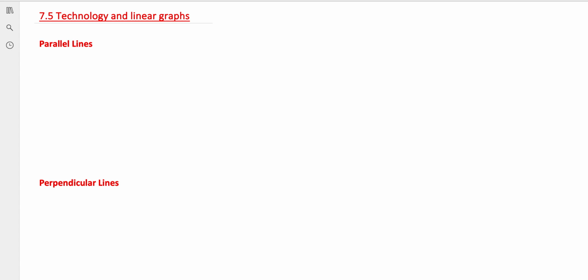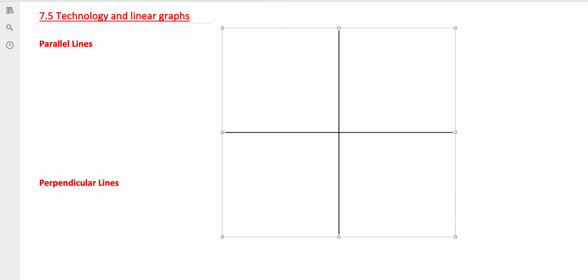So I'm going to draw a Cartesian plane here. Beautiful. So this is the y-axis and this is my x-axis. Beautiful. Now parallel lines, and you know this from year 7 again. Sorry girls. Parallel lines are lines that do not intersect. Agree?